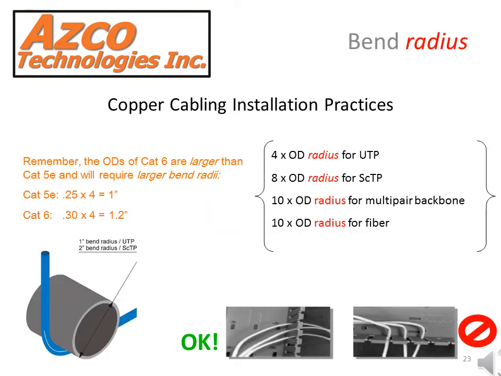Bend radius. Keep in mind that sharp 90-degree angles will damage the actual cable or the twists inside the cable, and of course ultimately the performance of that cable. When using Cat 5 or Cat 5e, it should be a 1-inch bend radius or 4 times the outside diameter. When using a Cat 6 cable, use a 1.2-inch bend radius, and when using a screened or shielded cable, use a 2-inch bend radius to protect that cable.